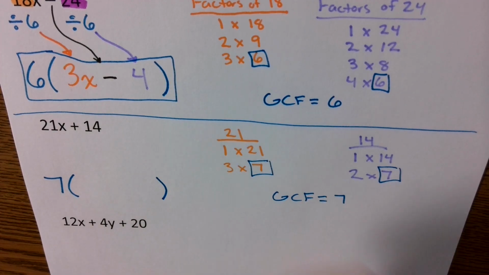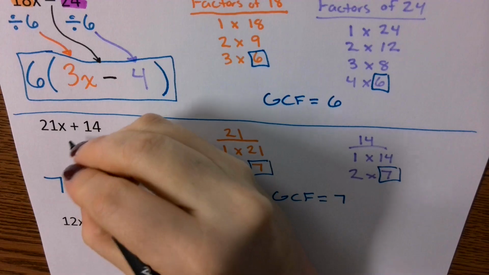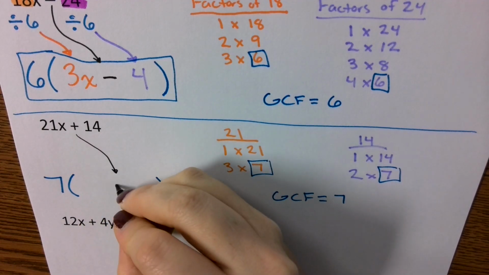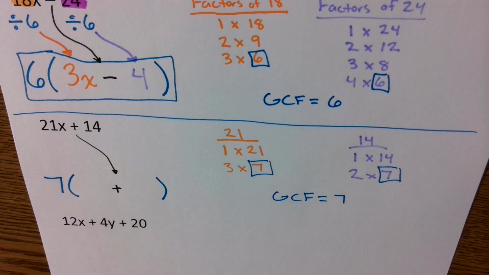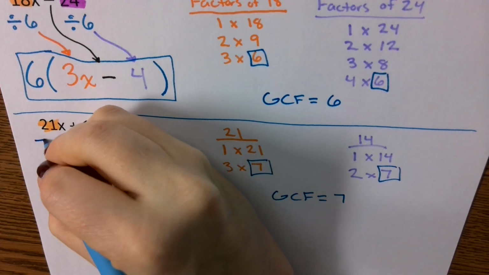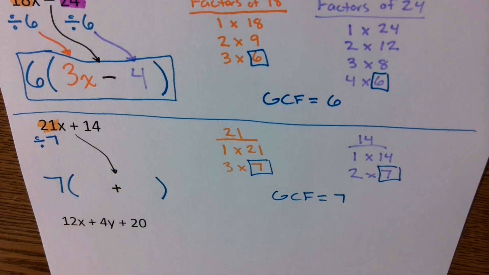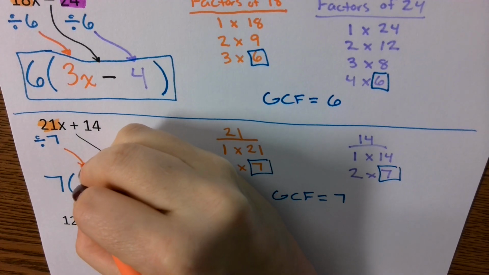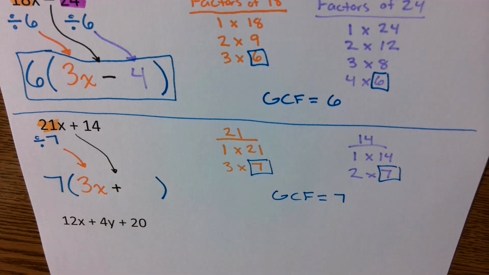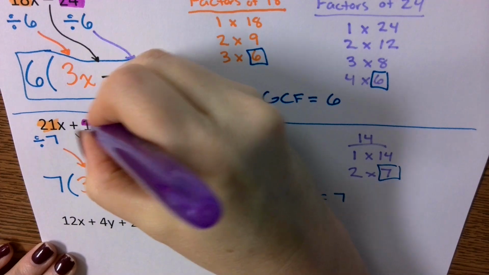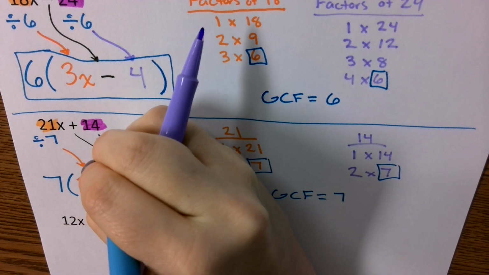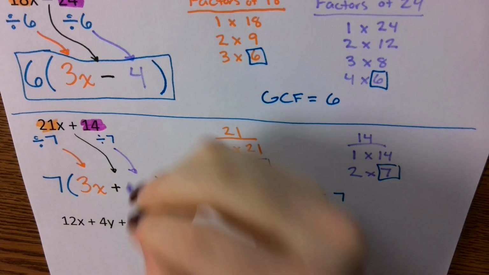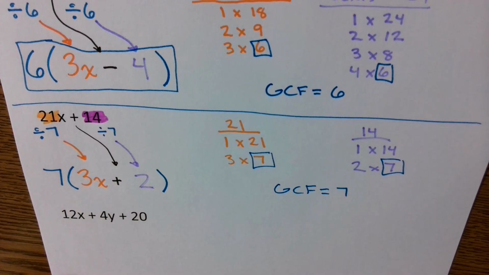We're going to put it outside. What operation is going to come down is the addition sign, right? My addition sign comes down. And now we're going to take 21x, and we're going to divide it by what? 7. We're going to divide it by the greatest common factor. When we do 21x divided by 7, we get 3x. Okay? Then we're going to do the same thing here. We're going to take that 14 and divide it by the greatest common factor. So we're dividing it by 7 and we get 2. So there is our factored expression.